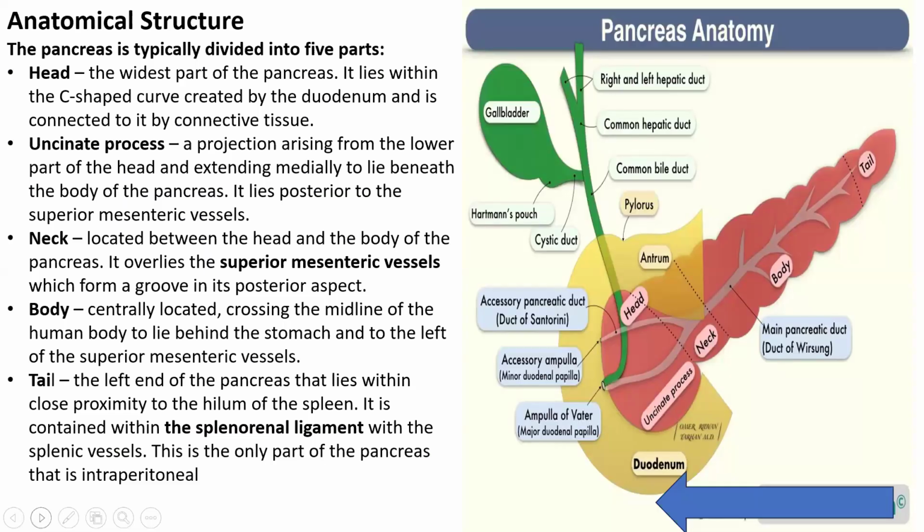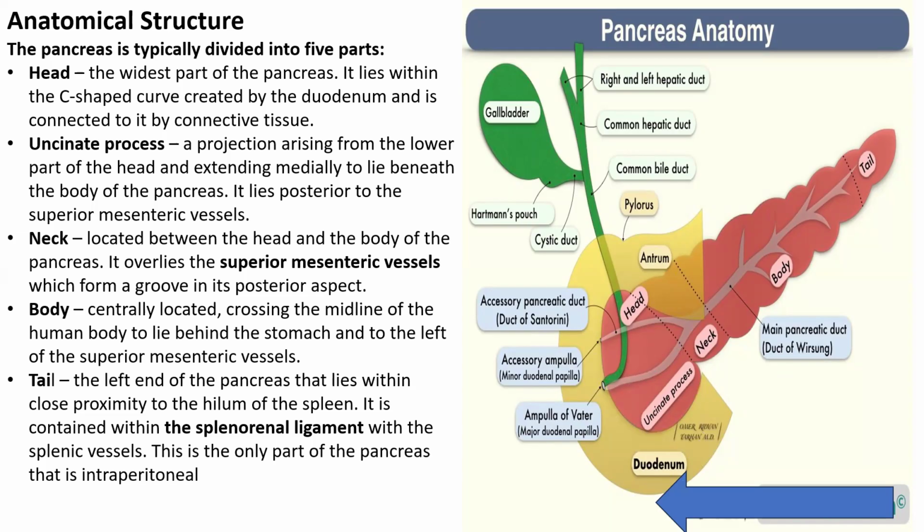About the anatomical structure, we have seen it's divided into head, neck, body, and tail. It also has the uncinate process. The head is the widest part of the pancreas. It lies in the C-shaped curve near the duodenum, the first part of the small intestine. The head is connected to the duodenum with the help of connective tissue, which connects two organs.